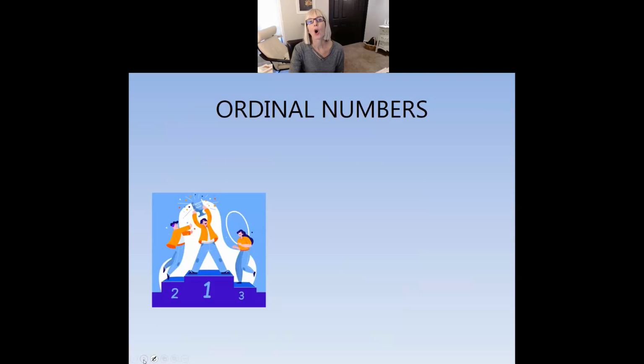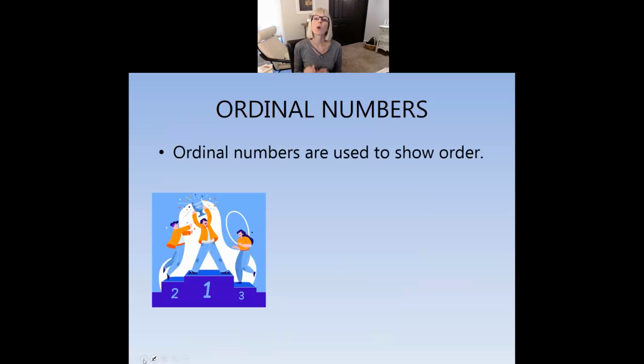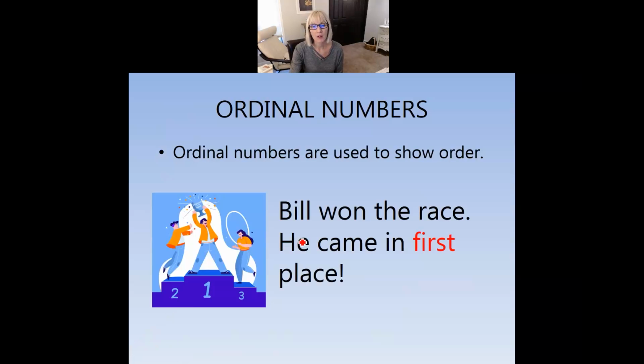Ordinal numbers are different. Ordinal numbers show order. There is a first. There is a last. Ordinal numbers show order. Bill won the race. He's number 1. He finished first. He came in first place. We say this guy is in first place.